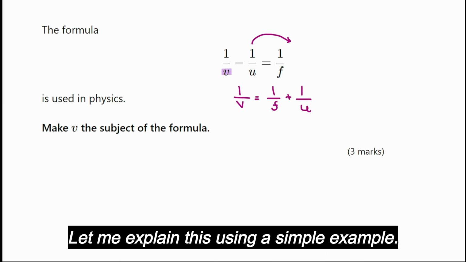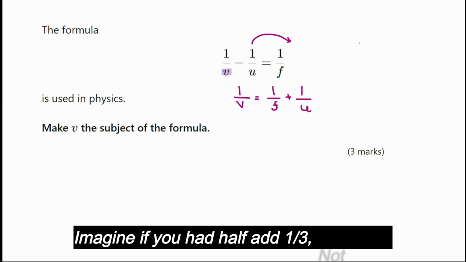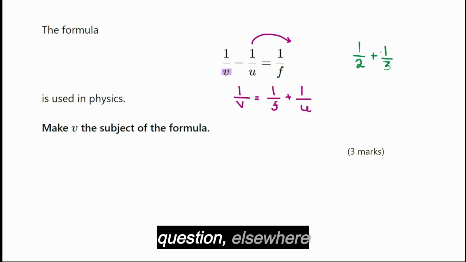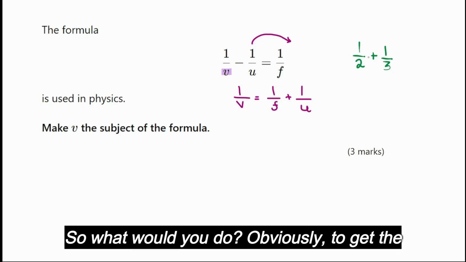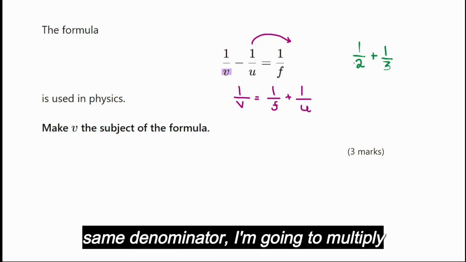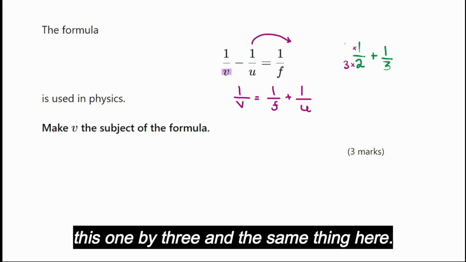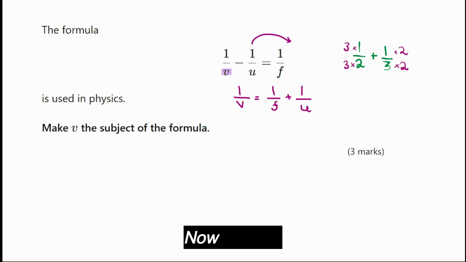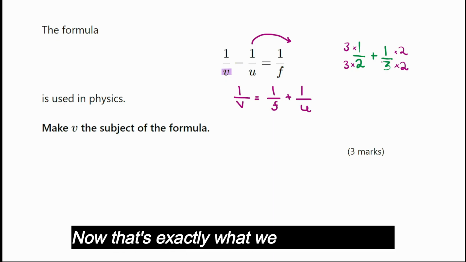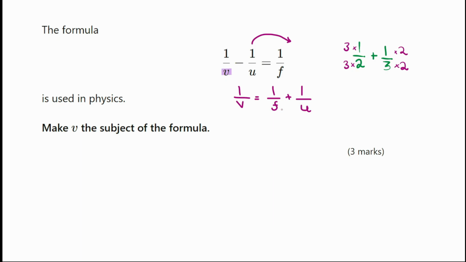Let me explain this using a simple example. Imagine if you had half add 1/3. Not in this question, elsewhere. You just had to do this as a question. So what would you do? Obviously, to get the same denominator, I'm going to multiply this one by 3 and the same thing here, times this one by 2 and the same thing here. Now you can combine it. Now that's exactly what we are going to do with this one.